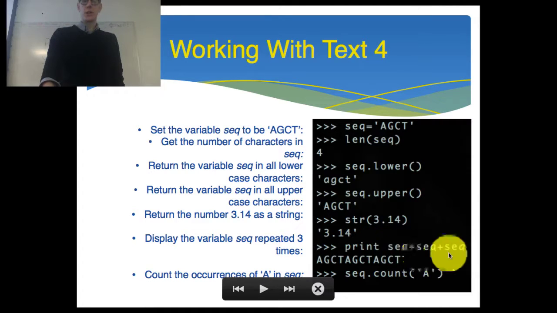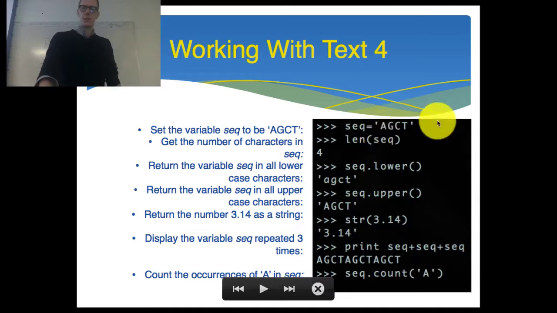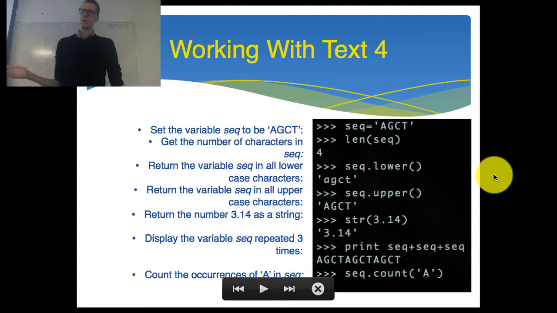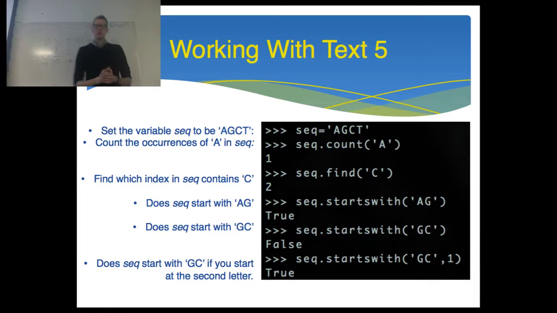As I showed before, you can concatenate things with the plus symbol, and the final line that's interesting is that you can use .count to tell you how often a substring appears in a larger string. This is useful when you're looking for nucleotide enrichment or counting GC content or something. If you do seq.count A, it's going to tell me how many times A appears in my sequence. Note that the sequence is AGCT, so A occurs once. Okay? So this is my sequence, AGCT, seq.count A will be 1.